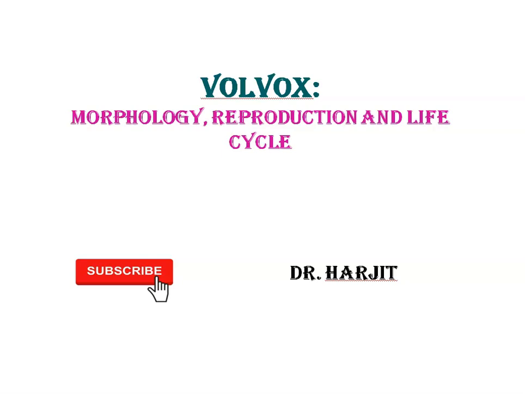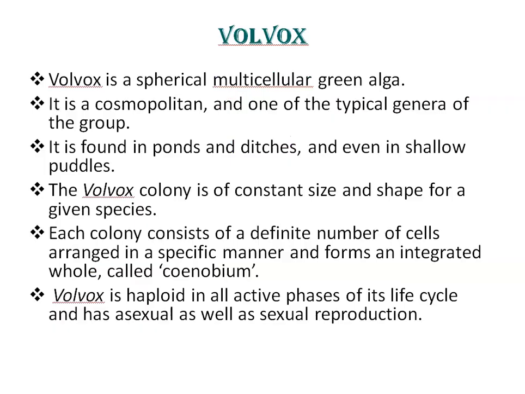Today we'll be discussing morphology, reproduction, and life cycle of Volvox. Volvox is a spherical or ovoid multicellular green alga that belongs to division Chlorophyta. It is distributed worldwide and comprises about 20 species. Volvox is a cosmopolitan and one of the typical genera of the group.